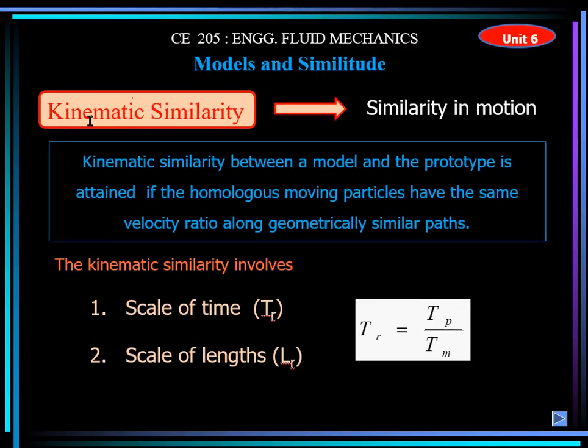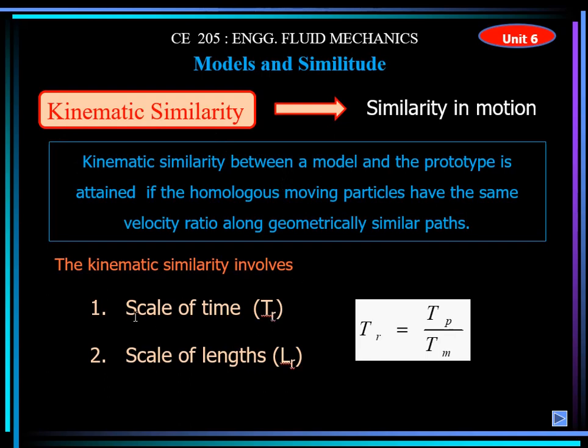Similarly, what is the kinematic similarity? Kinematic similarity is due to the motion, kinetic energy. It says that the kinematic similarity exists between the model and the prototype when they have homologous moving particles with the same velocity ratio along geometrically similar paths. So if the model and prototype have similar movement, like the velocity of the fluid in the model is the same as the velocity in the prototype, then the kinematic similarity exists.